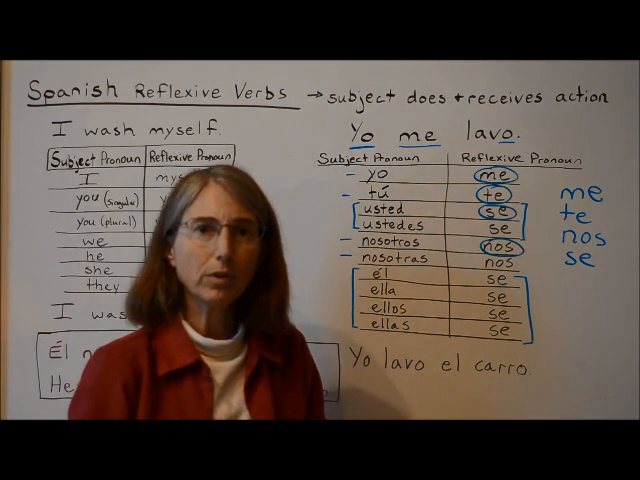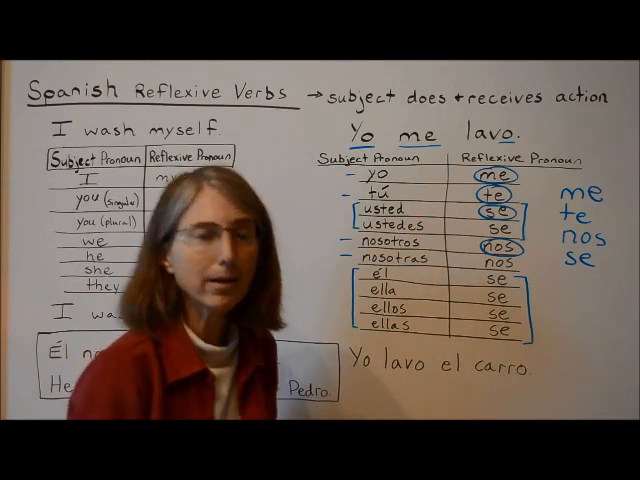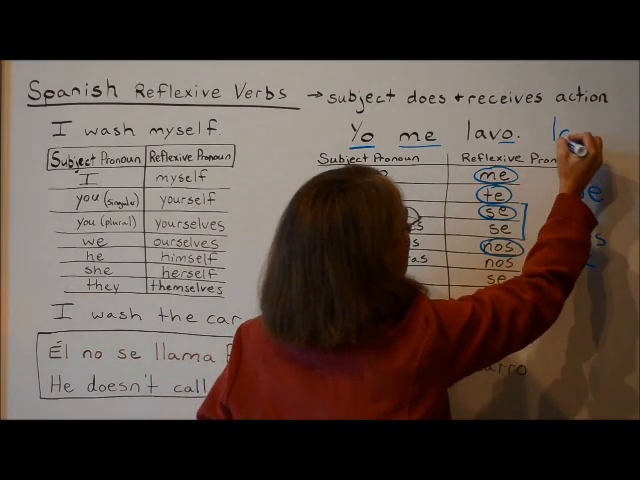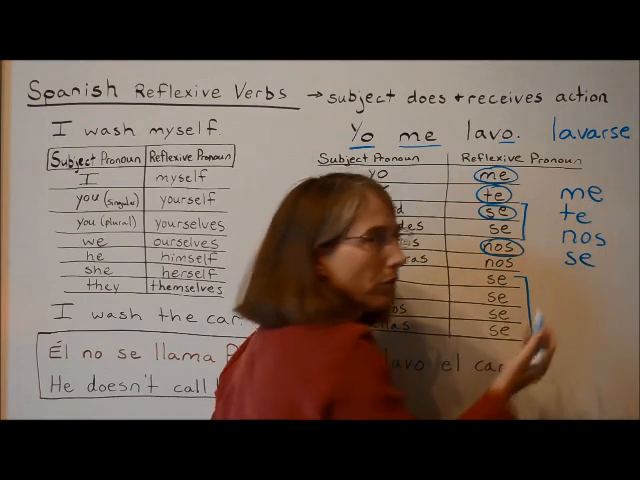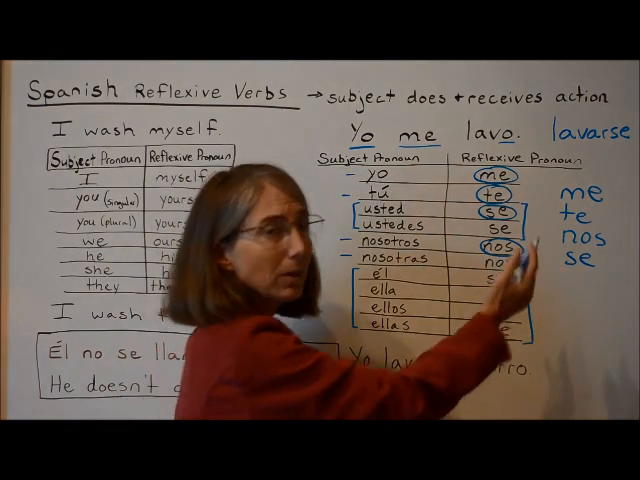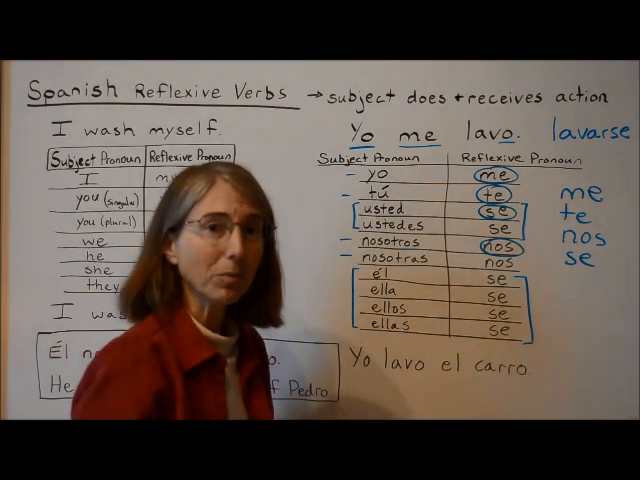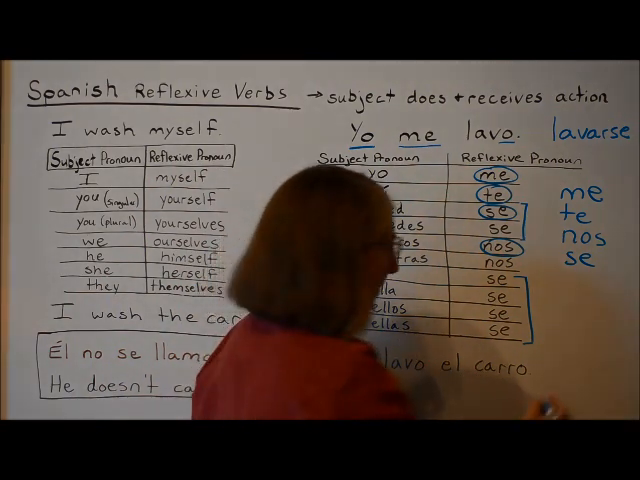When we write the verb reflexively in the infinitive form, it would be lavarse. So if you look up verbs in a vocabulary list or in the dictionary and you see them written like this, lavarse, it means that's the reflexive form of the verb. And the non-reflexive form would just be lavar.